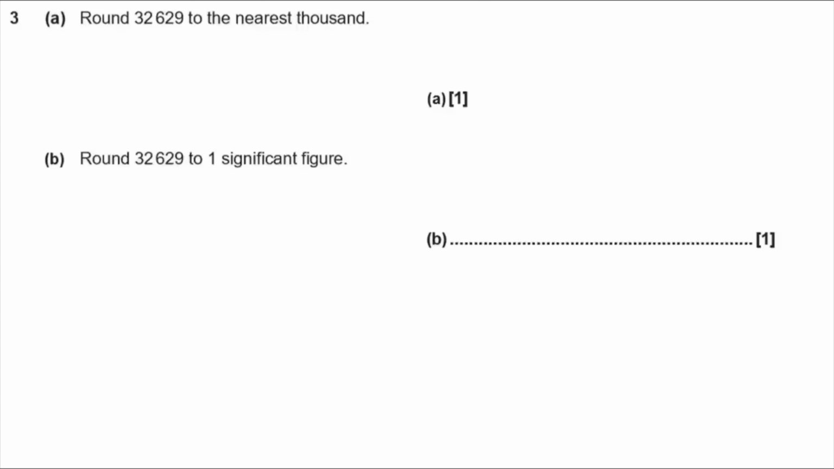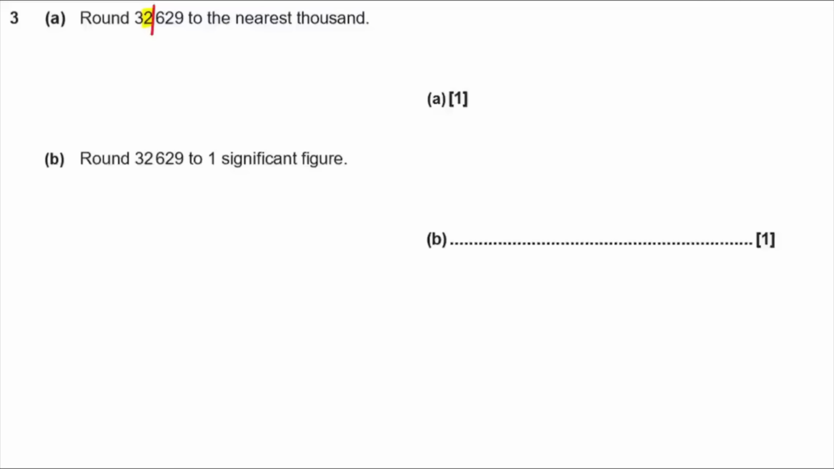Round 32,629 to the nearest thousand. Well, the thousands are this digit here, aren't they? That's the thousands. The 3 is tens of thousands, the 2 is thousands, 6 is hundreds. So I need to round off after that too. That's the cut point. So everything after that cut line is going to get thrown away.